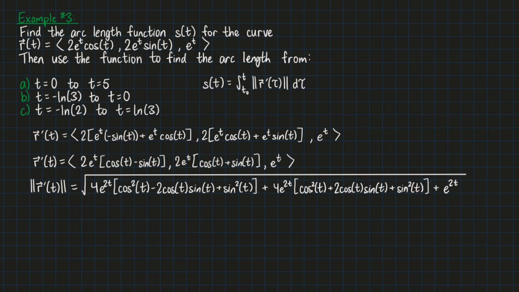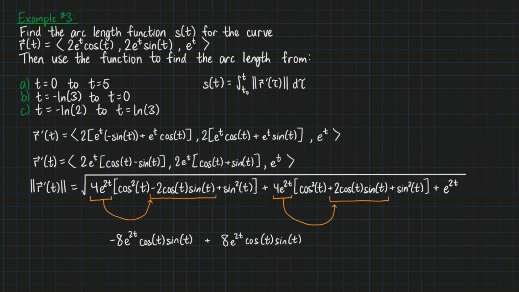We have a 4 times e to the 2t. This multiplies the negative 2 cosine t sine t. And then here we also have a 4 times e to the 2t. This gets multiplied into the 2 cosine t sine t. So essentially what we would have is a negative 8 times e to the 2t cosine t sine t. And we're going to be adding this with an 8 times e to the 2t cosine t sine t. So these two terms would just cancel out.